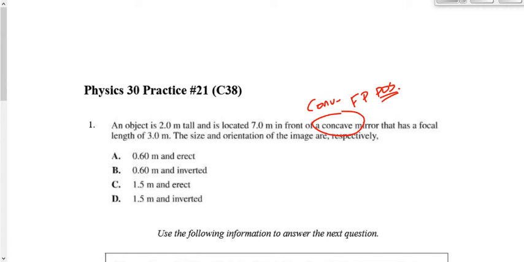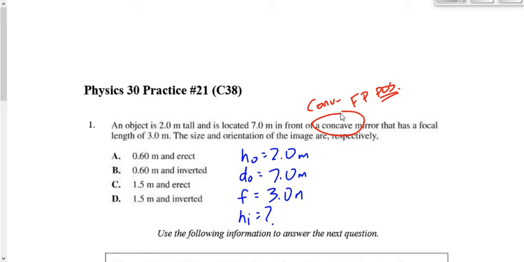All right, we want to find the size and the orientation of the image. Let's write down some givens here. We know that the object is 2 meters tall. We know that the object is located, DO, 7 meters in front of the concave or converging mirror. The focal length, because it's converging, is positive 3.0 meters. Again, if it was diverging or a convex mirror, then we would say it was a negative focal length. The size, we're going to find HI here.